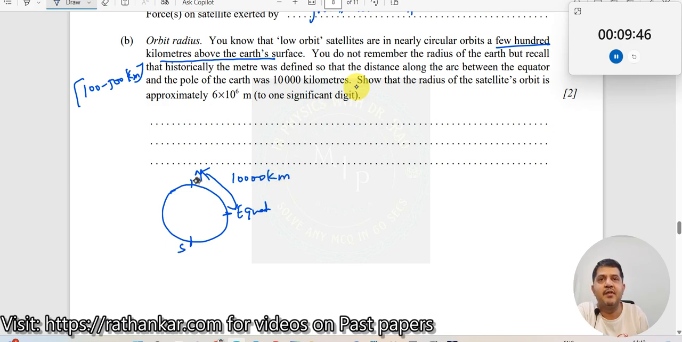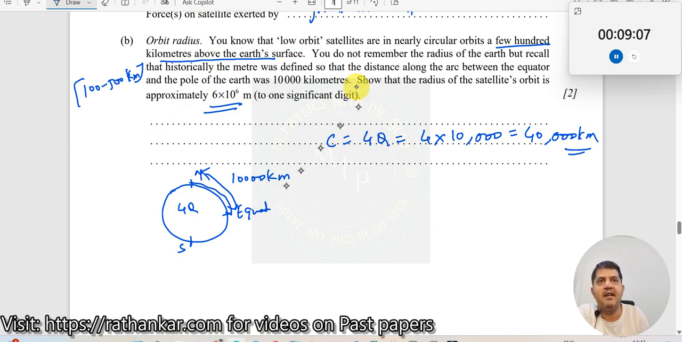10,000 kilometers. Okay, so this small curve from here to here is 1/4 of the circle, what you see here. So the radius of the circle's orbit is approximately 6 into 10 power 6 meters. So you need to show the radius is so much. Now what we do is, if this is 1/4, then the whole circle would be 4 quarters, right? So the whole circle, which you call the circumference, should be 4 into 10,000, which should be equal to 40,000 kilometers. This is 40,000 kilometers.